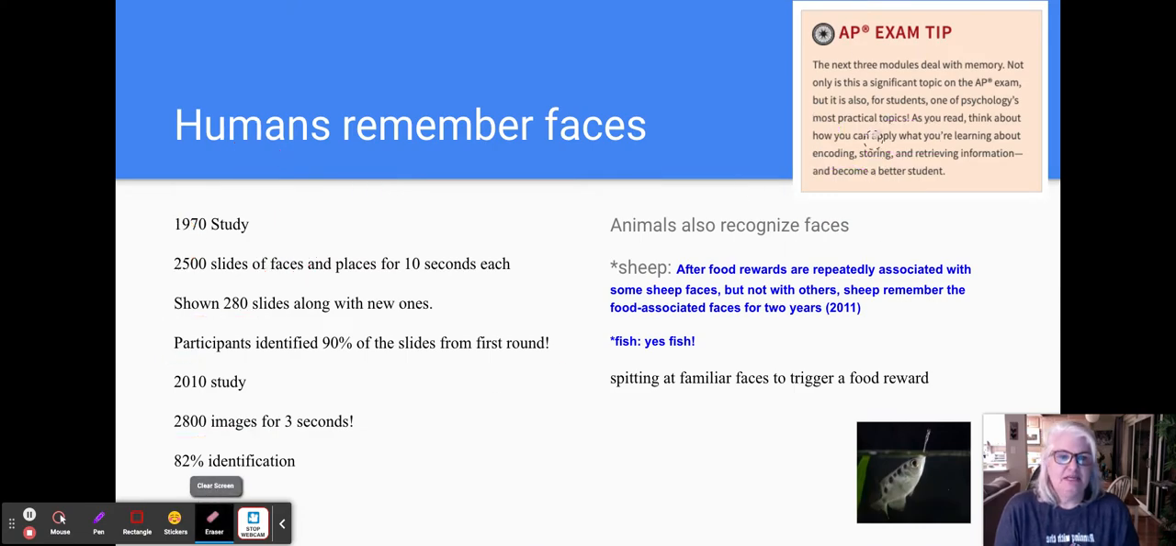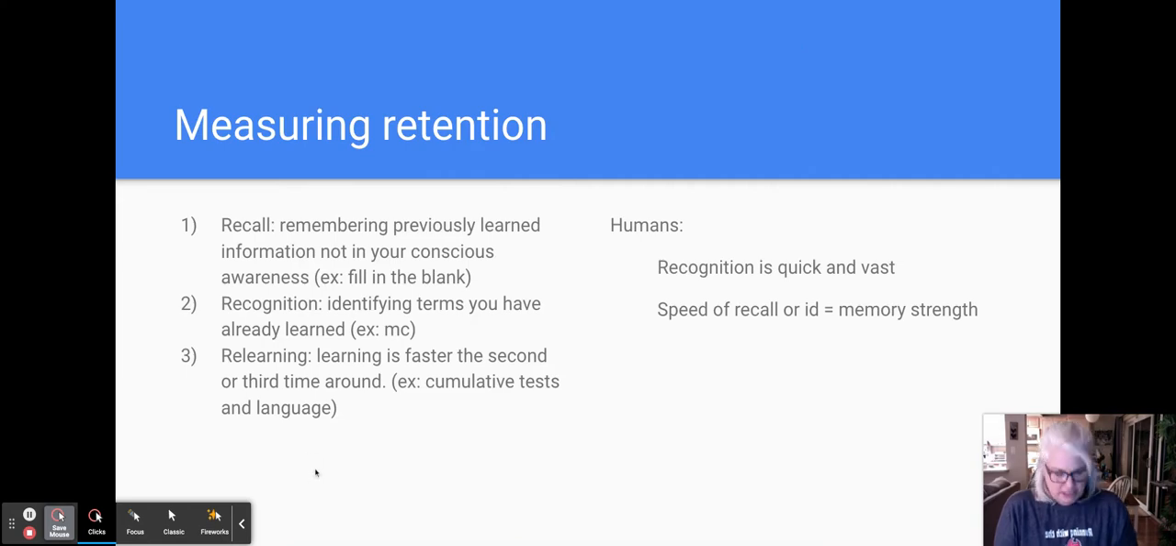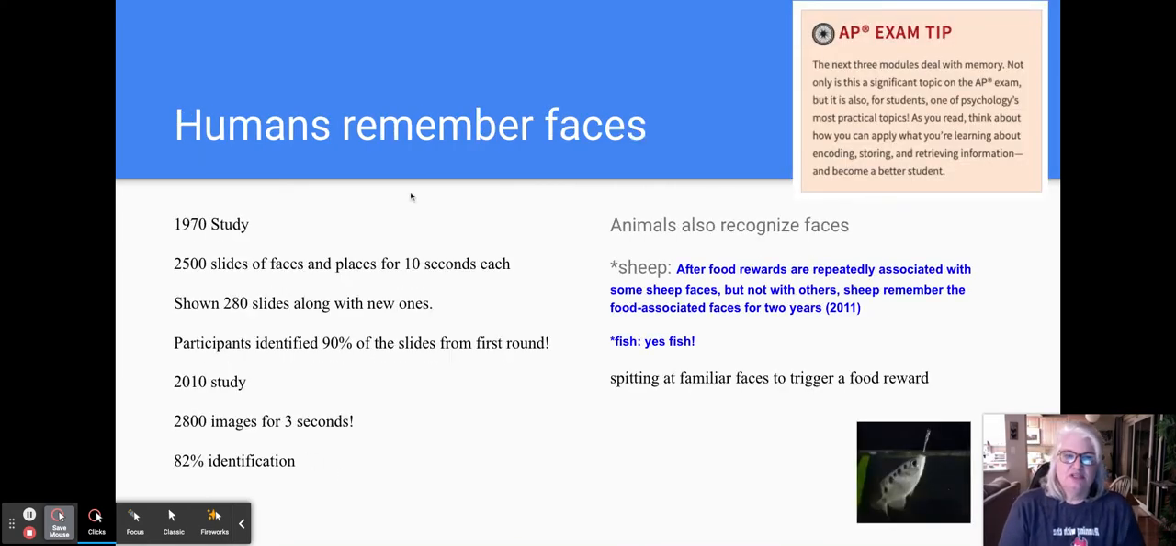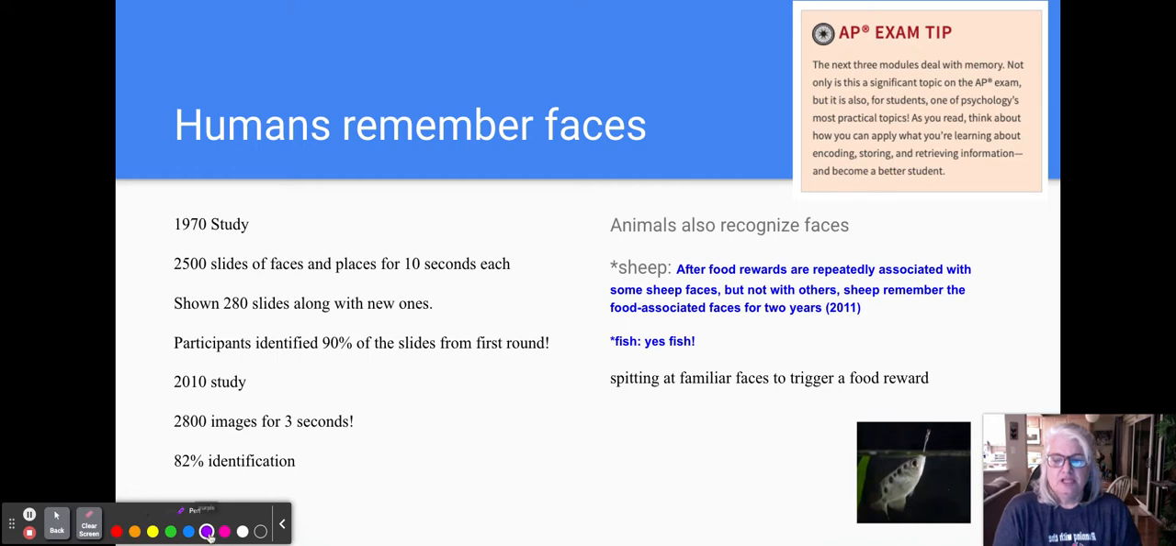So I have a little tip here just to remind you that this module is really important, so make sure you spend a lot of time on it. It also is really good for you guys because you're going to learn some great study tips. We've already gone over a few of them, but we're going to go into even more detail and talk about why they work. So let's first talk about the memory of faces, because I think this is just astounding.